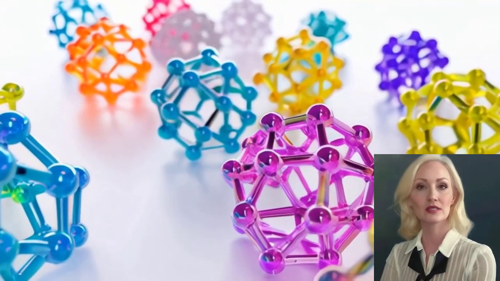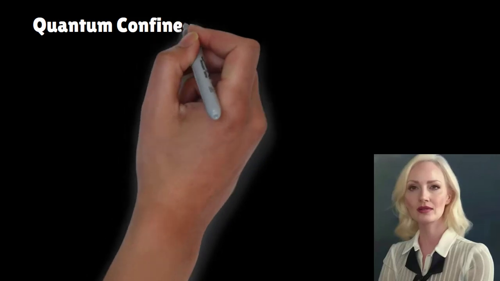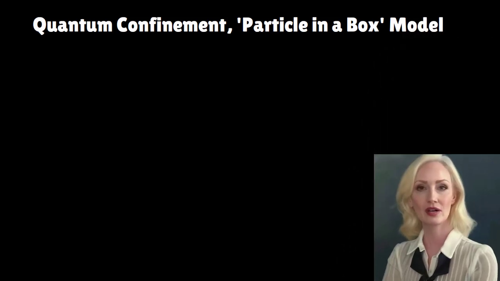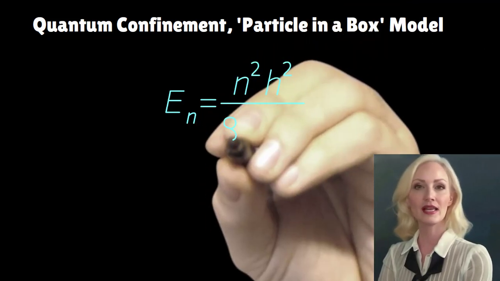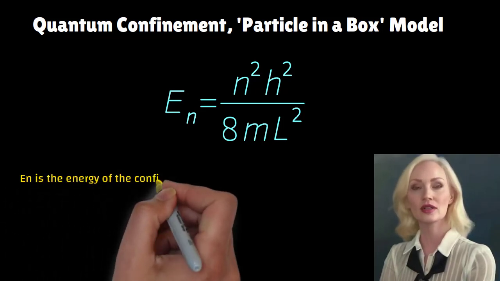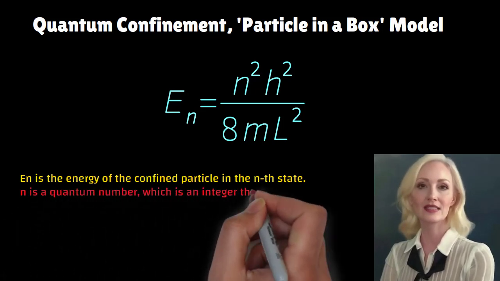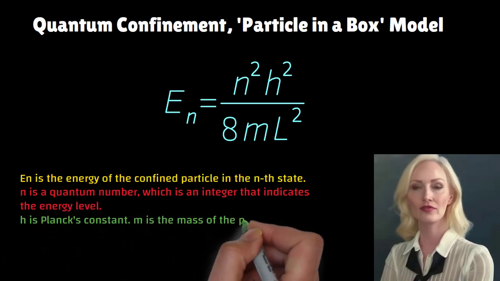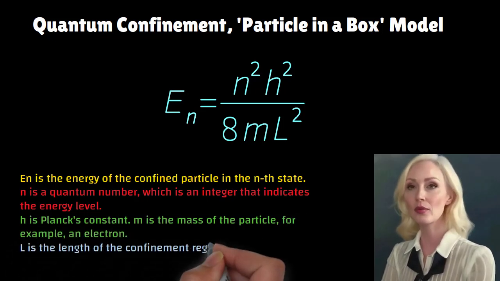The equation that describes quantum confinement typically involves the Schrödinger equation for a particle confined in a potential well, such as in a particle-in-a-box model. The energy levels of a confined particle, like an electron, can be described by E_n = n²h²/(8mL²), where E_n is the energy of the confined particle in the nth state. n is a quantum number, which is an integer that indicates the energy level. h is Planck's constant. m is the mass of the particle, for example, an electron. L is the length of the confinement region, such as the size of the nanoparticle.